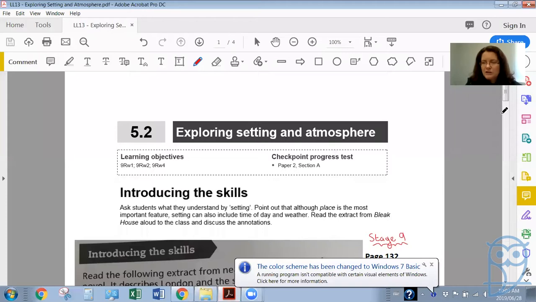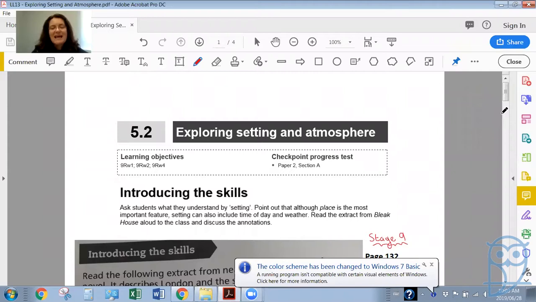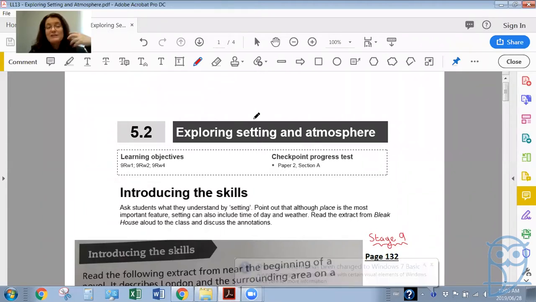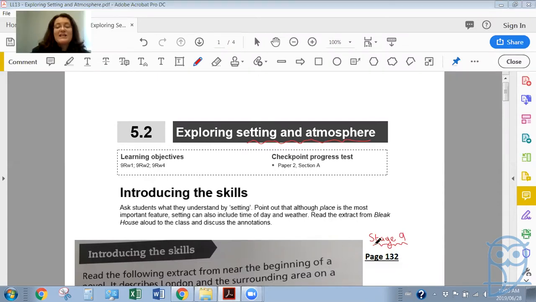and show you today's topic, which is all about exploring setting and atmosphere. So yes, we've looked at character creation, but today we're going to look at setting and atmosphere and how this can contribute to building up a character as well. Okay, and this is based on the work in your stage 9 book. It's your student book, not your workbook.